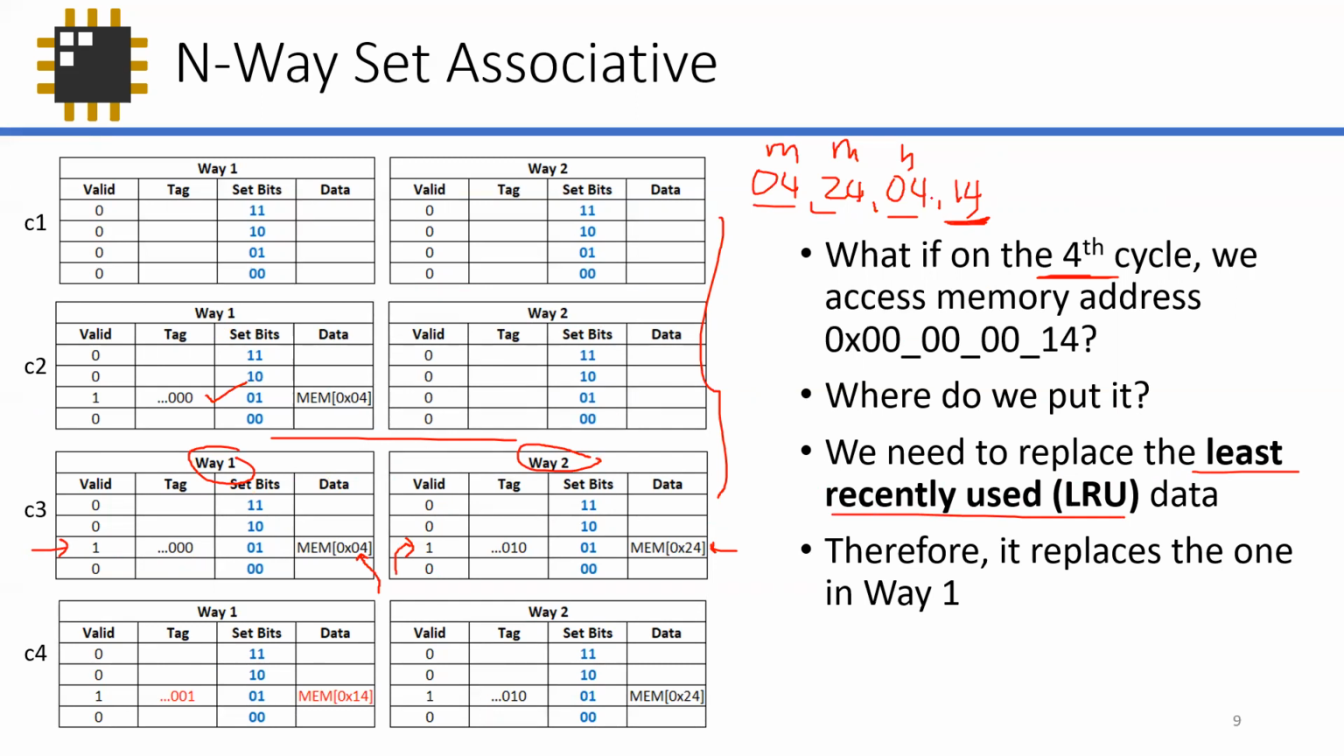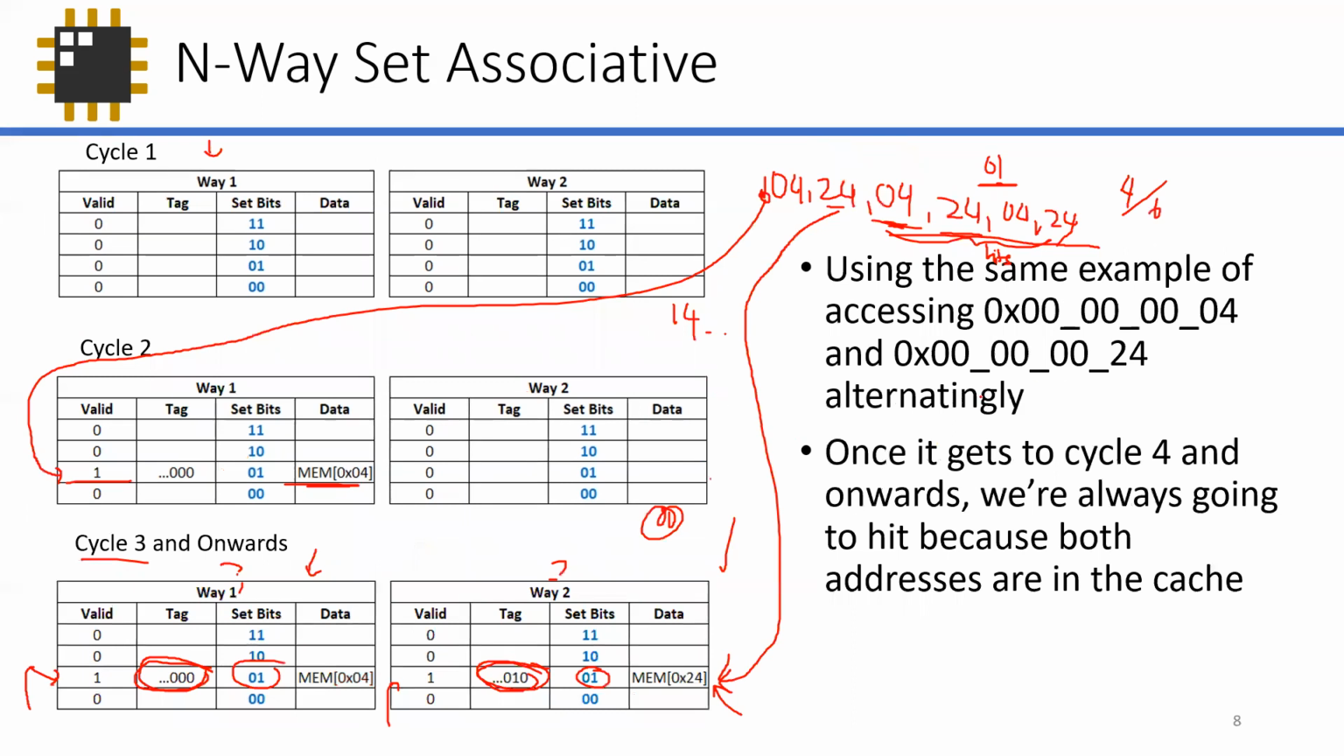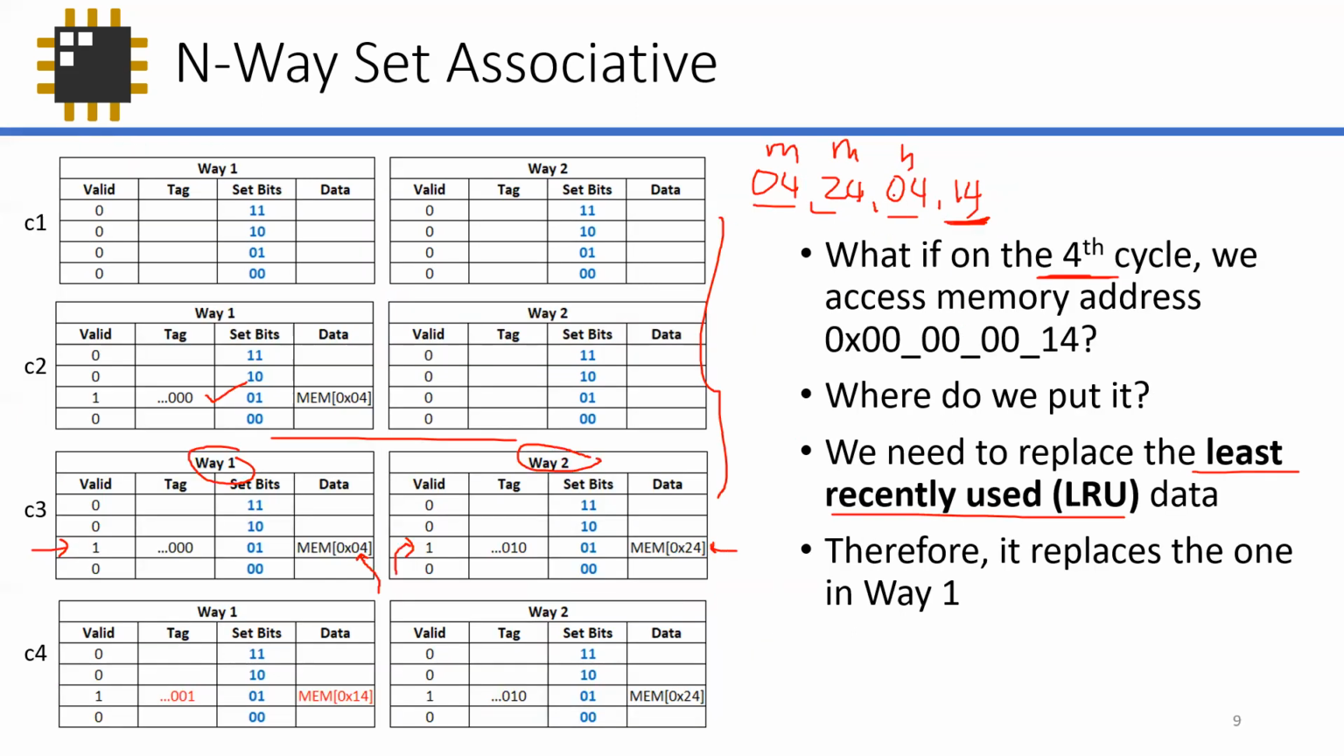Okay. Actually, I think I messed this up. Sorry, I should have put the sequence 0, 4, 2, 4, and then 2, 4 again. Okay, not 0, 4, 2, 4, 0, 4. It's 0, 4, 2, 4, and then I'm accessing 2, 4 again. So if I access 2, 4 again on the third cycle, it will still be a hit, right? Because it's here. But then on the fourth cycle, it will be a miss because the address 1, 4 does not exist in the cache.